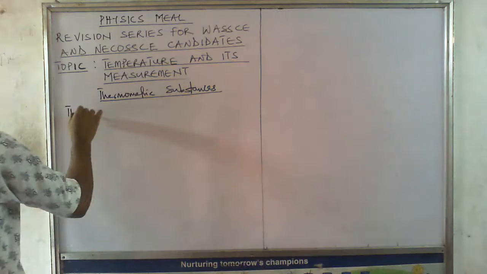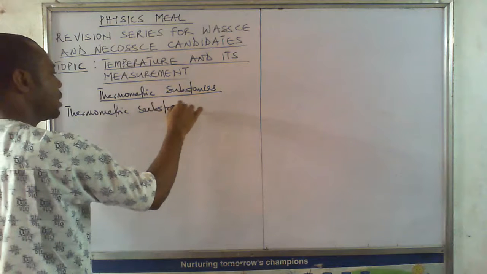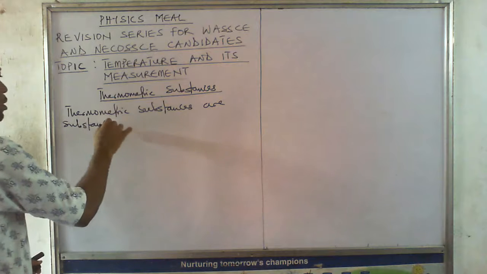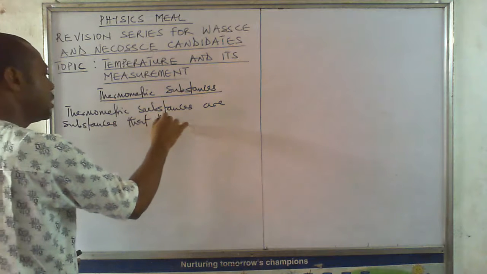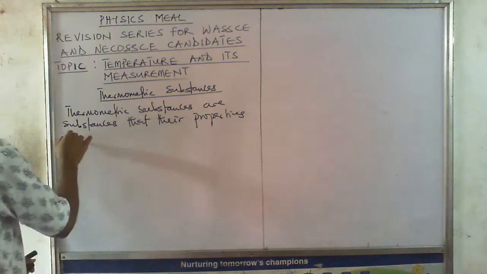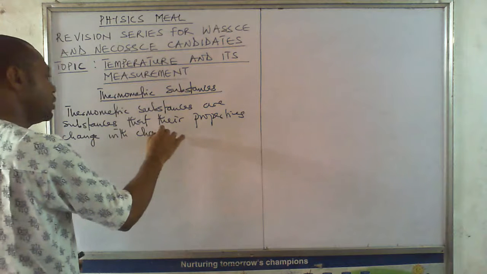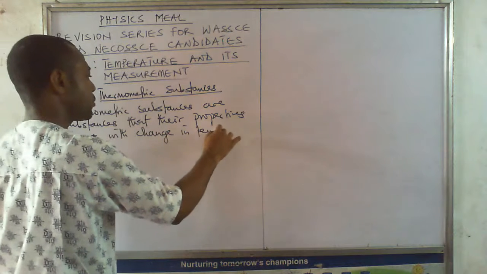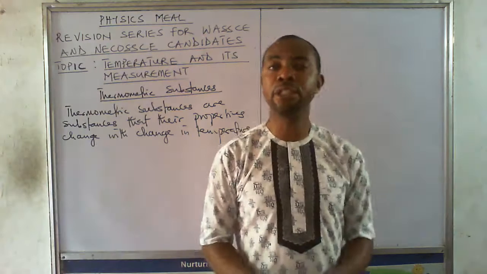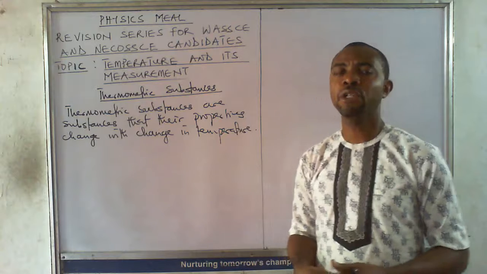Say that thermometric substances are substances that their properties change with change in temperature. So there are substances that, as temperature is changing, the property of that particular substance is also changing.